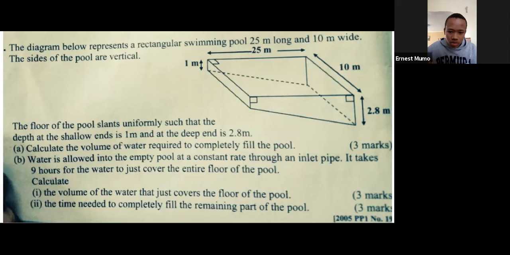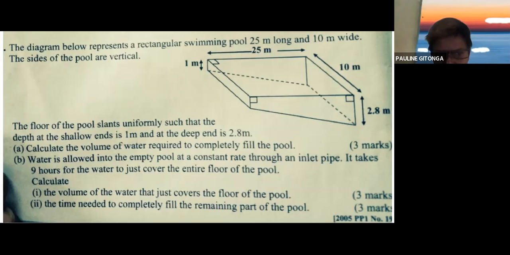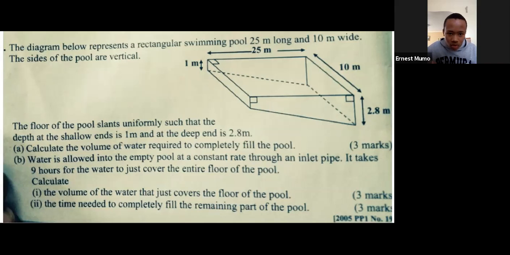Roman B, do you continue? Yes. Roman 2, the time needed to completely fill the remaining part of the pool. The only part that is remaining now is, you can use the answer you have gotten in number 4A. That is the total volume of the pool, which is 475 meters cubed. So you take 475 meters cubed minus 225 meters cubed. You find the answer as 250 meters cubed.